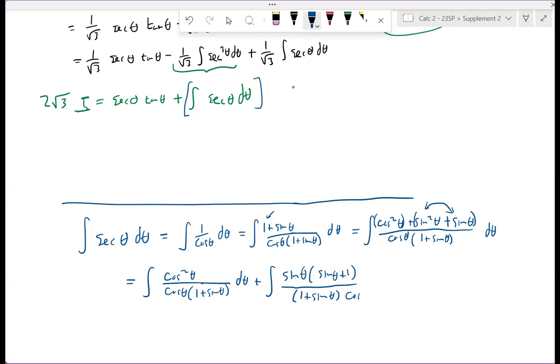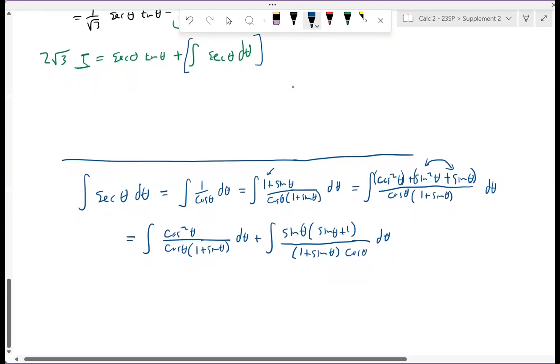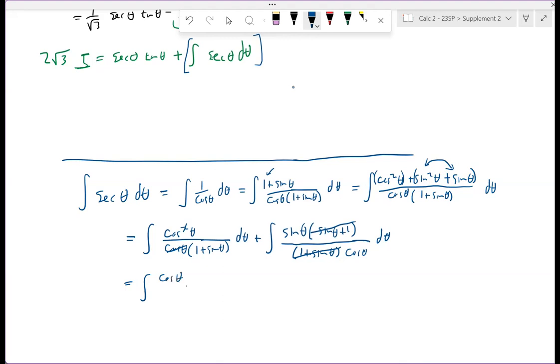Oh, I missed my cos theta. There we go. And now I have some nice cancellation. These bits cancel over here, and one of these cosine powers cancels with that one. And nicely enough, now just the basic substitution works. If I do u equals 1 plus sine theta, du equals cos theta d theta, this is just a log.